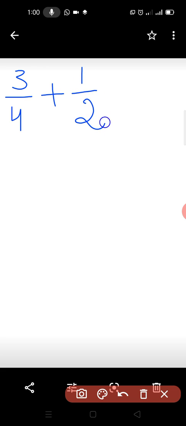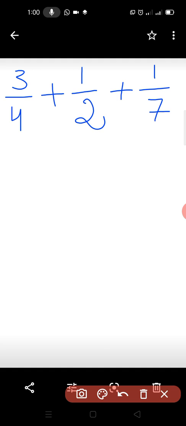First one is 3 by 4 plus second one is 1 by 2 plus third one is 1 by 7. Now look at the denominators. Here the denominators are not the same. Then these are called unlike fractions.